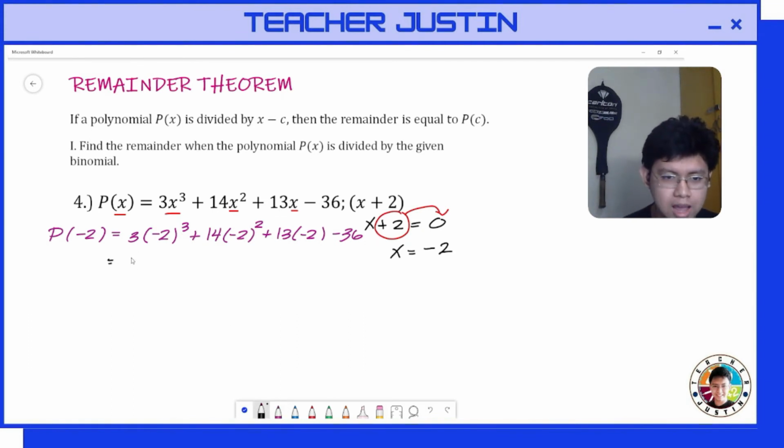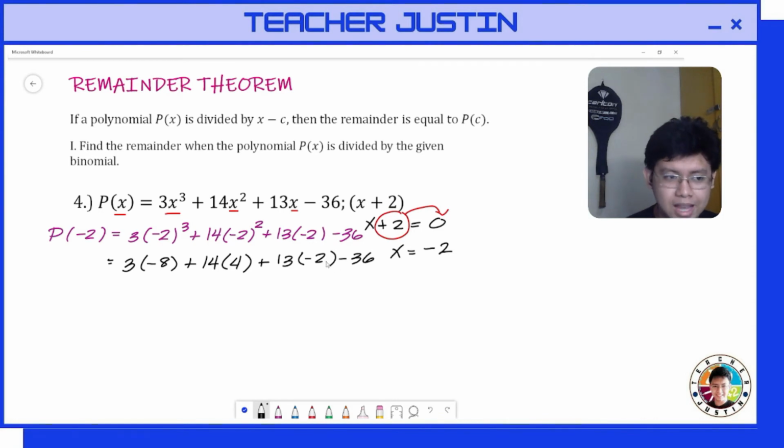Now, here we have 3 times negative 2 raised to 3. So, negative 2 times negative 2 times negative 2, that will give us negative 8. Plus 14 times, so negative 2 raised to 2, so negative 2 times negative 2 is positive 4. Plus 13 times negative 2 minus 36.